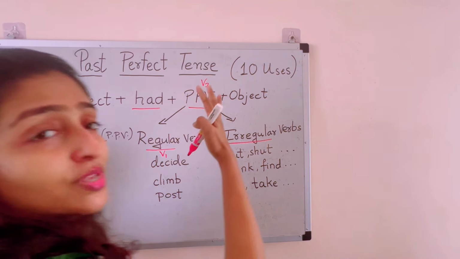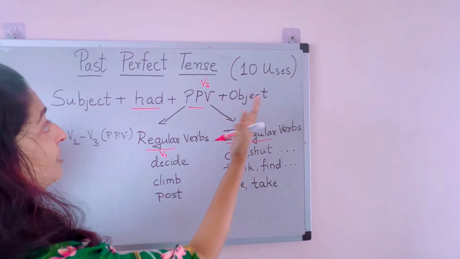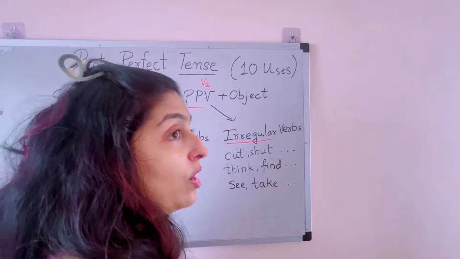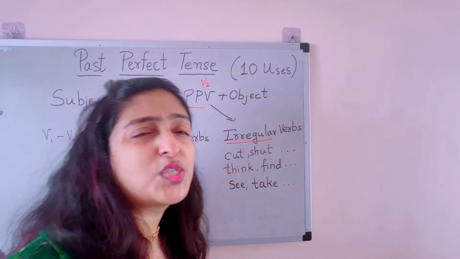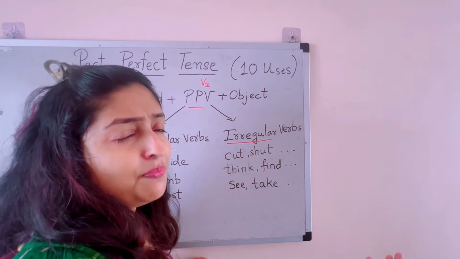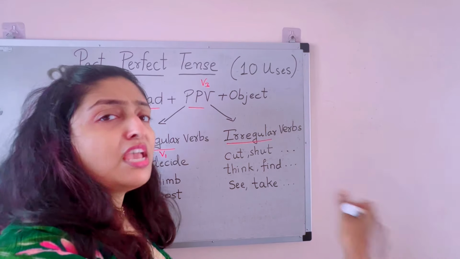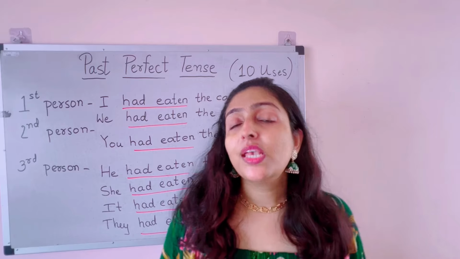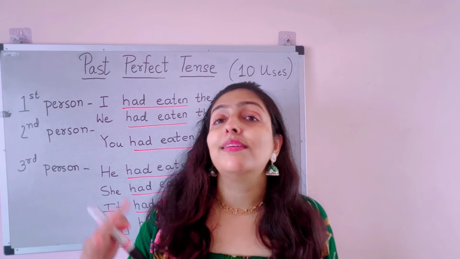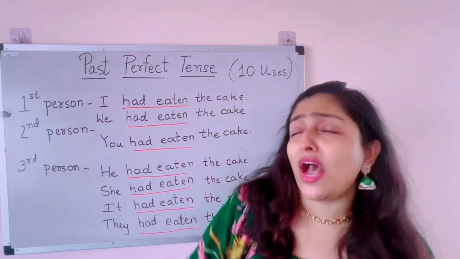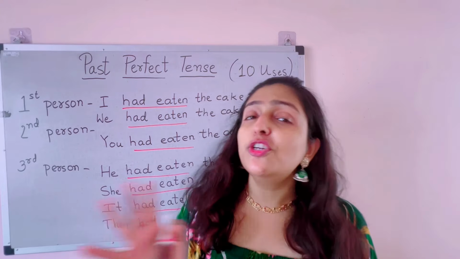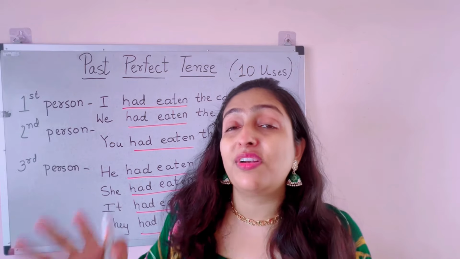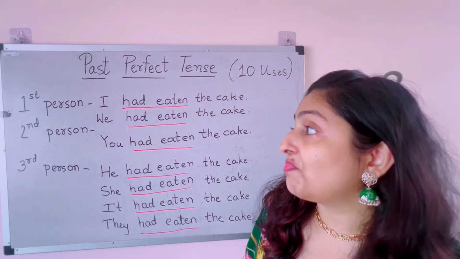Moving on to the structure of past perfect tense: subject plus had plus past participle of the verb and object. What is past participle? Add ed to simple past and V3. If it's an irregular verb, then you need to know it on your own. Before we proceed with the functions and uses of past perfect tense, we need to brush up on the formation, the structure of a sentence in past perfect.